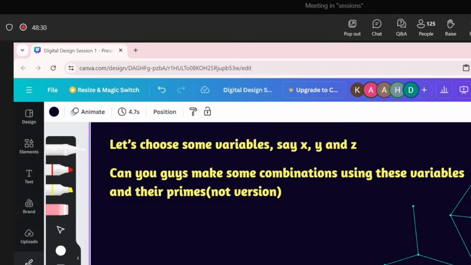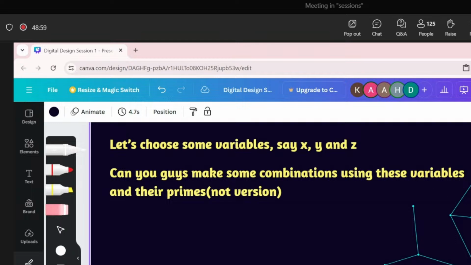Rajshekhar has sent me XYZ plus X prime YZ prime plus X prime Y prime Z. That's a good answer. Any other? You can take any combinations. Need not be that each term should have all the XYZ. Okay, XY plus Y prime Z.